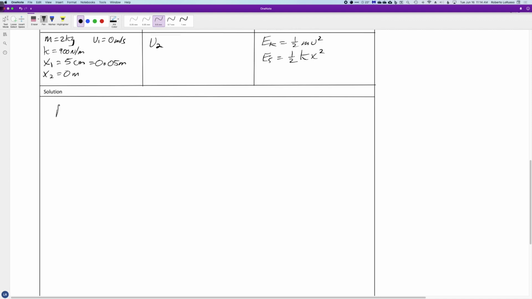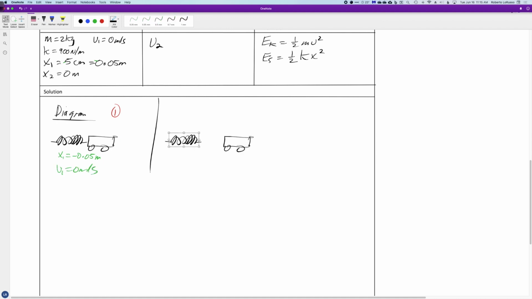So here we go. Got a little diagram. We got our spring, and then we have our cart. And this is what happens initially. So the x1 is 0.05 meters. Now, technically, I made a small little mistake. Technically, that should be negative because it's compressed. And the initial speed is 0 meters per second. Now, our spring is fully released and our cart is just moving along. So our x2 is 0 meters and our v2, well, that's what we're looking for.